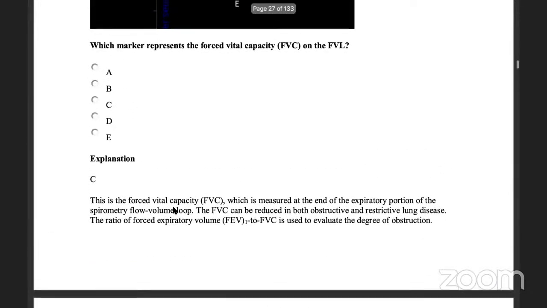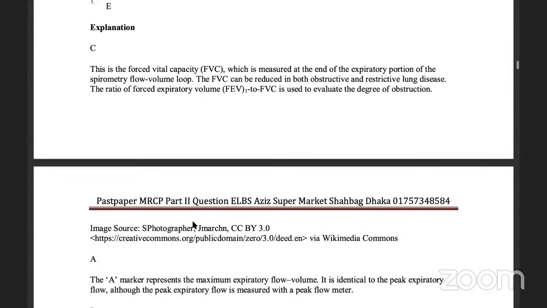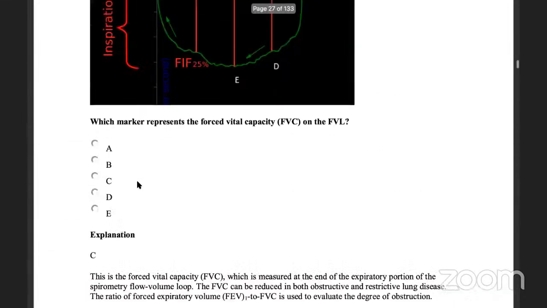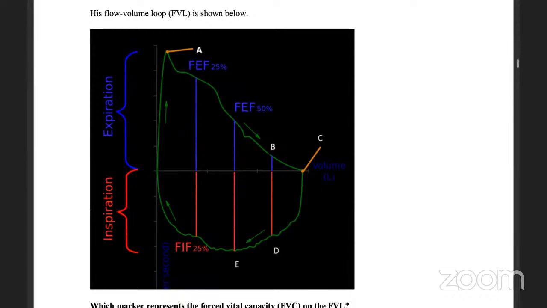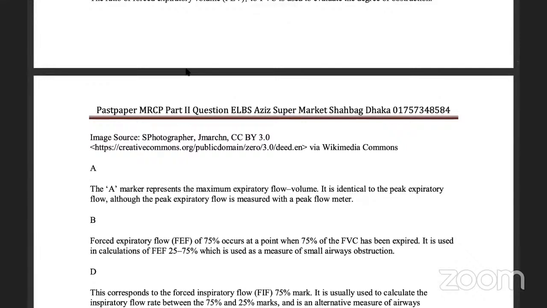At the end of the expiratory portion of the spirometry. A represents the maximum expiratory flow, it indicates the peak expiratory flow, although the peak expiratory flow is measured with the peak expiratory flow meter. That means A, peak expiratory flow. And B is the forced expiratory flow at 75%, which occurs at the point when 75% of the FVC has been expired. It is used in calculation of the FEF 25 to 75%, which is used as a measure of small airway obstruction.